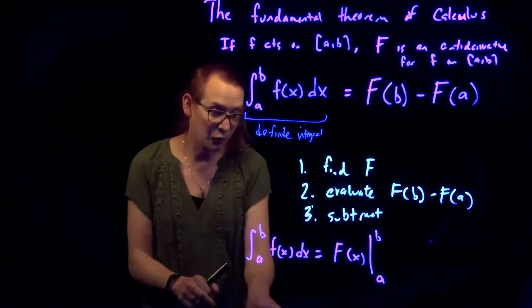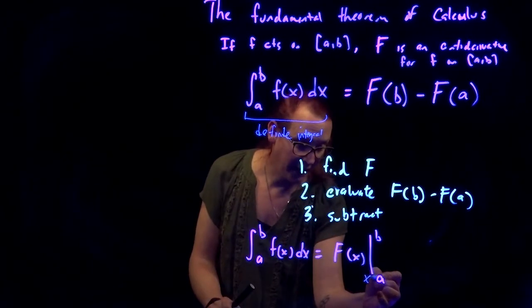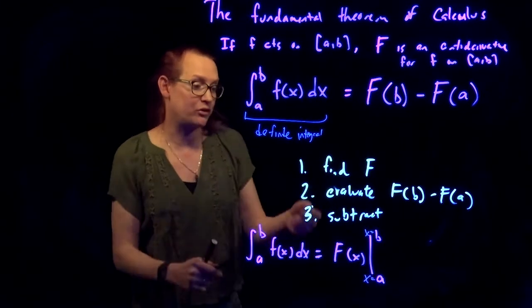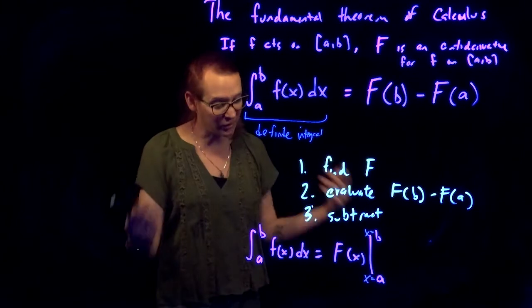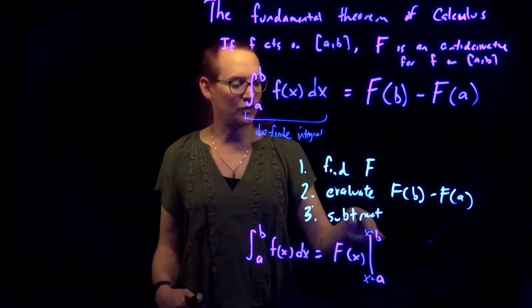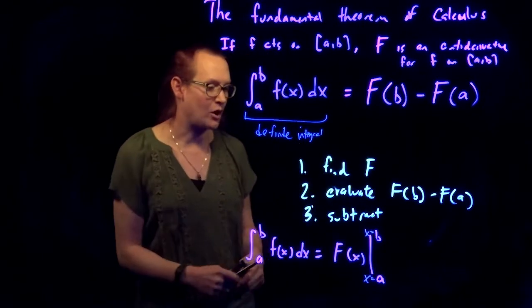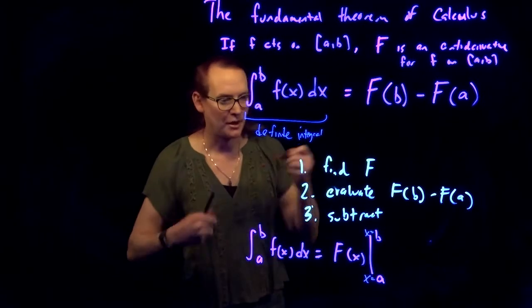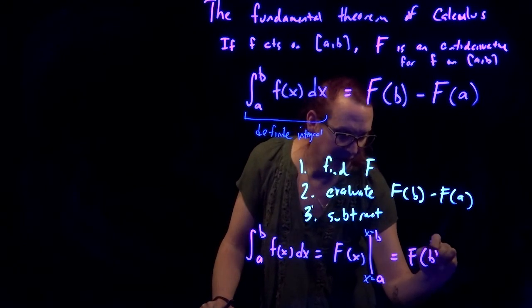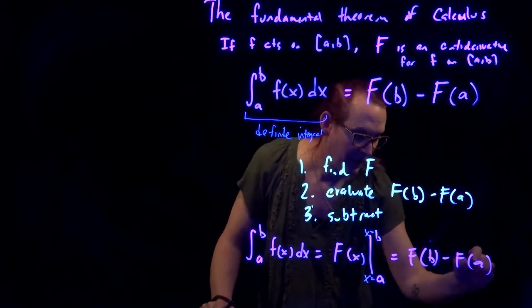And I really like to put x equals on both of those to indicate what I'm supposed to do with a and b. Like, where do they go? Oh, they replace the x in the argument, and there's an implied difference going on here as well. So this is equal to capital F at b minus capital F at a.